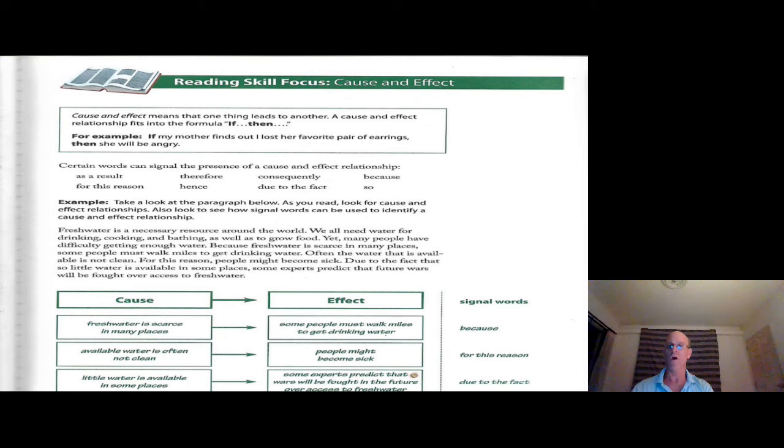So, what are our causes and effects? Well, if you look on the right-hand side there, look for the signal words. What are the words that show us that there's a cause and effect relationship? The first one is because. And if you look there, it says fresh water is scarce in many places, so some people must walk miles to get drinking water. The cause is fresh water is scarce. There's not much of it. And the effect is people have to walk miles and miles.